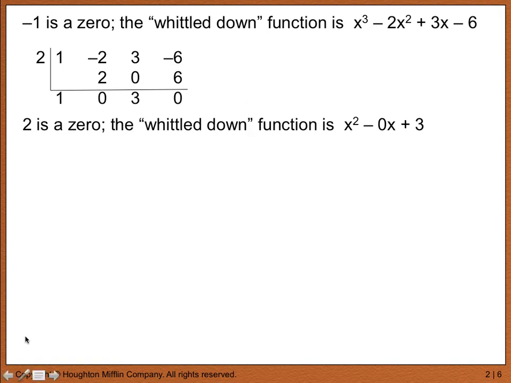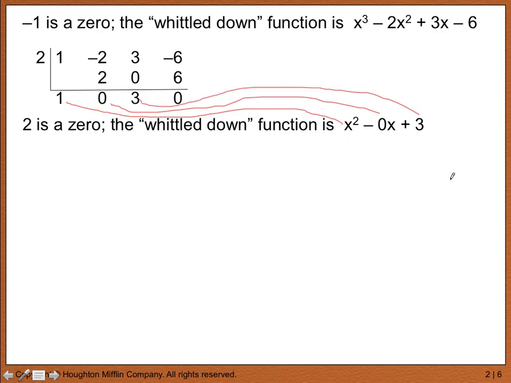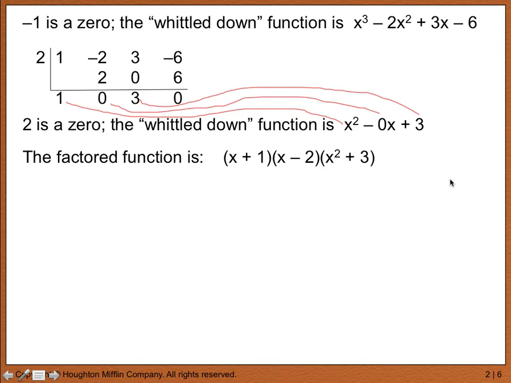Just to be extra clear about where we get that, this 1 in front of the x squared corresponds to this 1. This 0 in front of the x corresponds to this 0, and this 3 corresponds to this 3. Alright, so we have our whittled down function of x squared minus 0x plus 3, which is the same as x squared plus 3. The factored function is x plus 1 times x minus 2 times x squared plus 3.